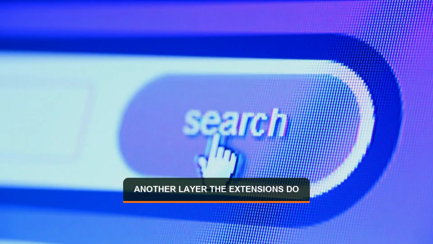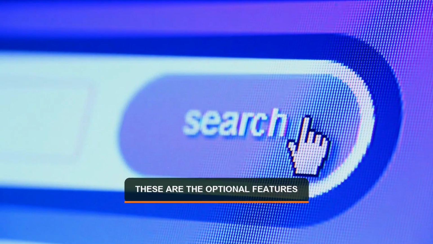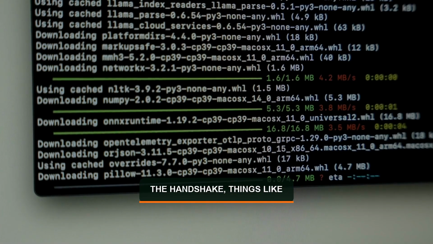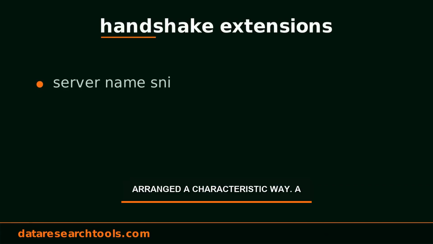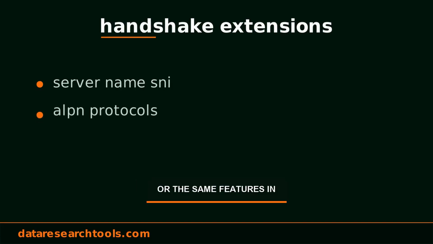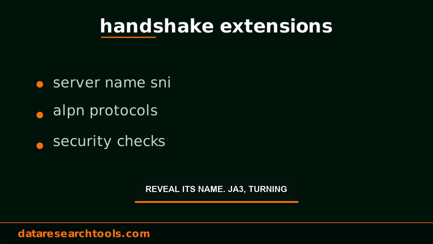Extensions add another layer. The extensions do the same thing. These are the optional features a client asks for during the handshake. Things like the server name it wants, which rides along in an extension known as SNI, the protocols it is willing to speak, and how it will handle certain security checks. Real browsers include a characteristic bundle of these, arranged a characteristic way. A generic HTTP client tends to send a much thinner set, or the same features in a telltale different order. Stack the cipher list and the extensions and their ordering together, and you have a surprisingly specific description of a client that never had to reveal its name.